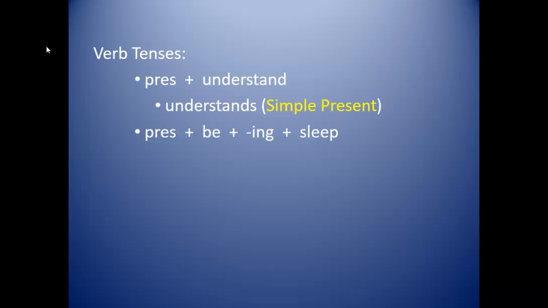If I say the present plus be plus ing plus sleep would give us the present of be, which is not be, but it has to be like is or are or am. And so therefore I could say something like is sleeping, are sleeping, or in this case, am sleeping.